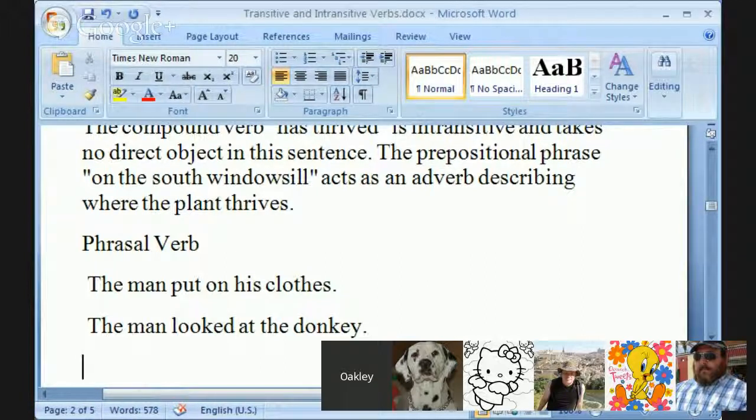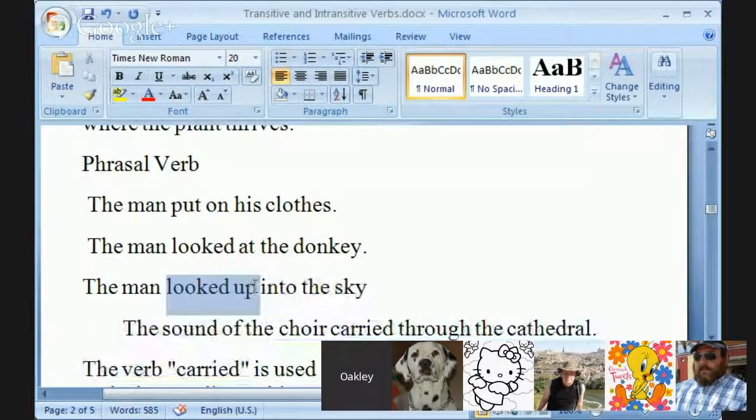Let me change it a little. Hang on. Okay, looked up. Now, I was going to say he looked up in the sky, but I can't do that. He looked up the sky, I can't really do that. I actually have to put into the sky. He looked up into the sky. Now it's where. So this sentence is intransitive, and again, it's because of the phrasal verb looked up.